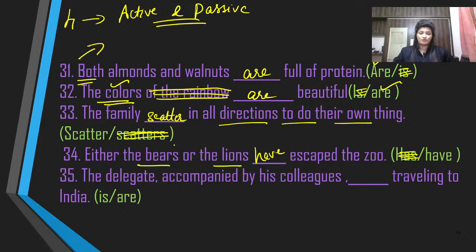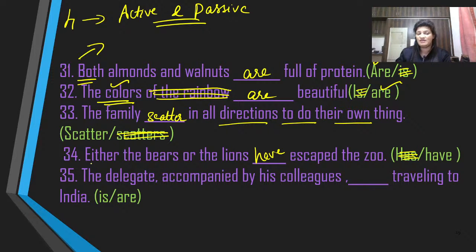Bears, lions, both are plural, so have. The delegate, accompanied by his colleagues, traveling to India, is or are? The delegate, accompanied by his colleagues, traveling to India. Yeah, that's exactly the kind of thing that you have to take into consideration over here, Ekta.